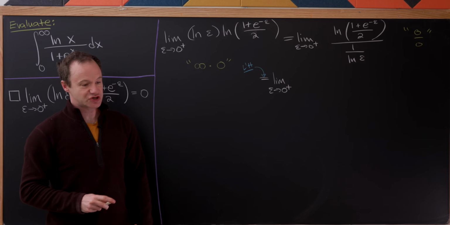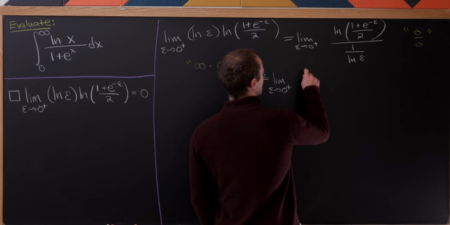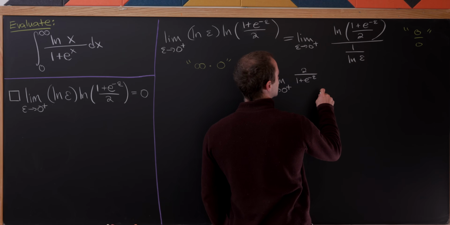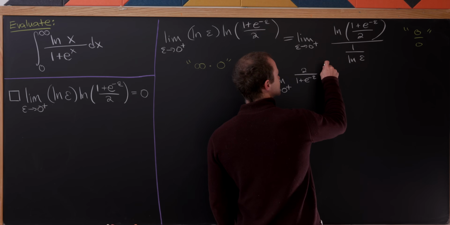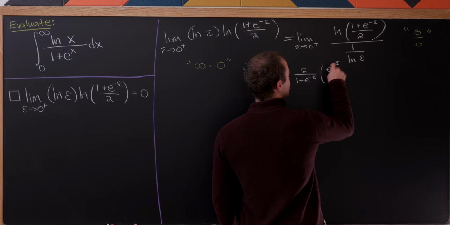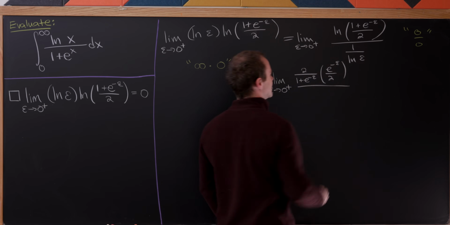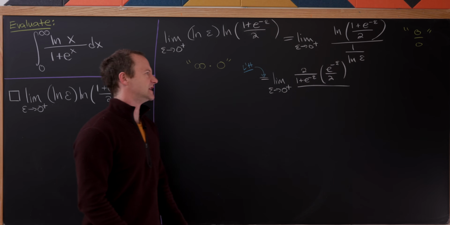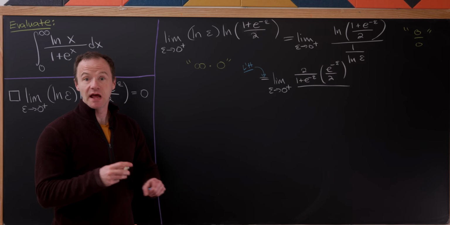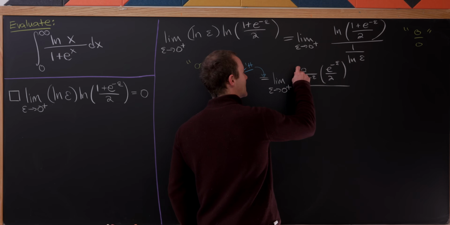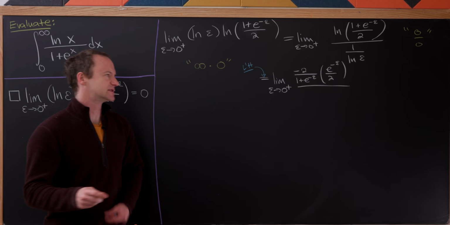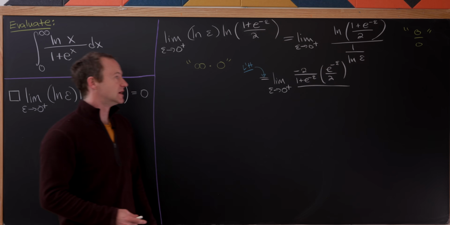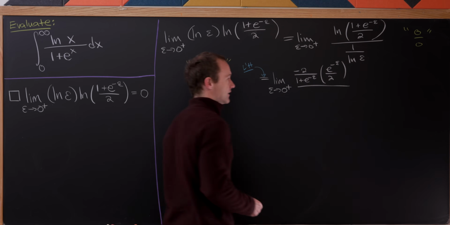So keeping in mind the chain rule, the derivative of the numerator will be 2 over 1 plus e to the negative epsilon, times e to the negative epsilon over 2. That's the derivative of the natural log function, which takes the reciprocal, and the derivative of the inside is, as I've written. And I've just noticed that I missed something. There should be a minus sign here as well, because the derivative of e to the minus epsilon will involve a minus.